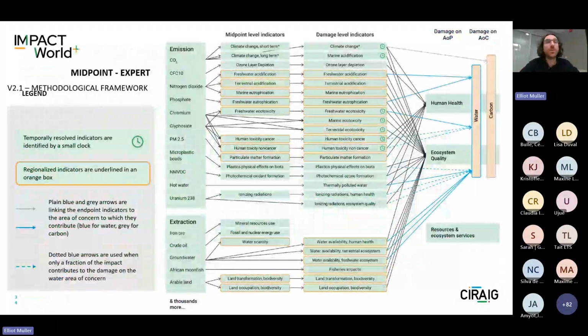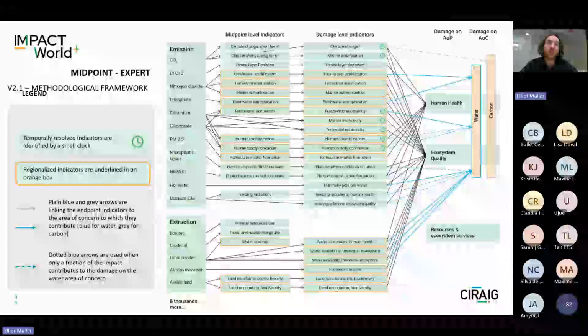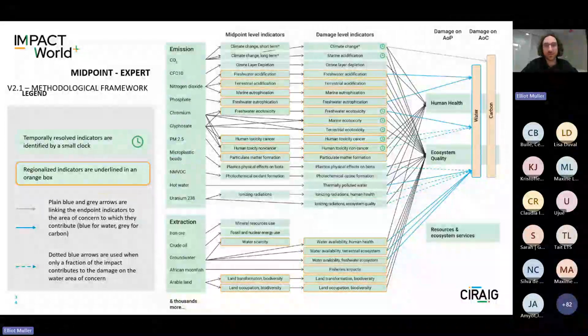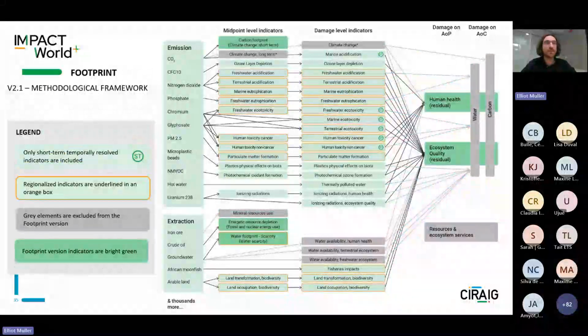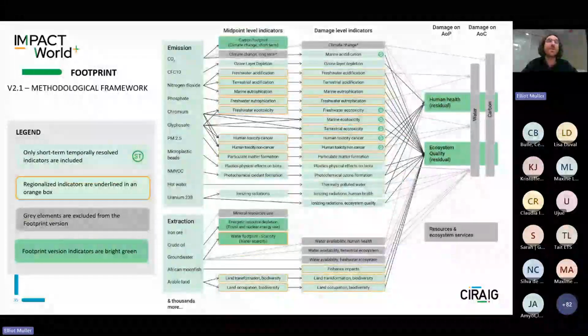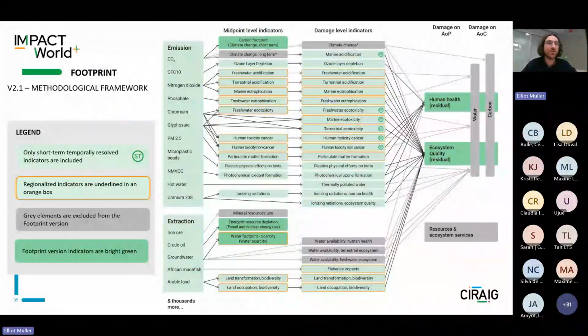So we're back to the methodological framework of the midpoint and expert version of Impact Plus. To build the footprint version, we decided first that the main indicators used for decision making are typically the carbon footprint. So we provided an indicator for carbon footprint that is based on the GWP 100 from the IPCC, that we call in our framework the indicator on climate change at the shorter term.